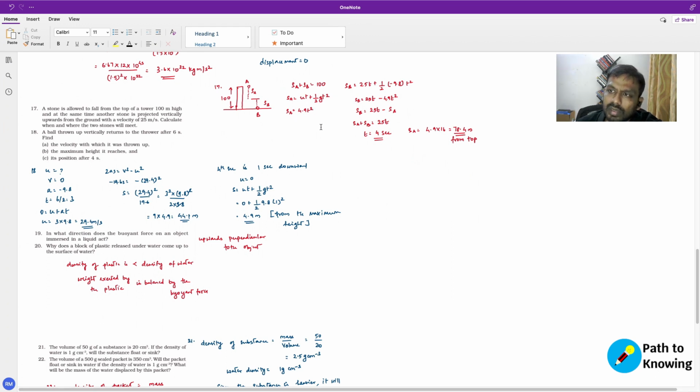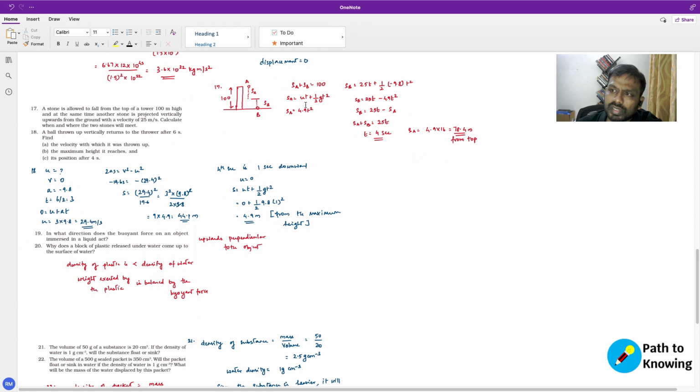Let's keep it here, and let's apply the same formula for SB. SB is equal to again ut plus half at squared. The only difference is that in this case u is 25 meters per second, it was not 0, and your g has to be minus 9.8 because it is in the opposite direction, going upwards. So when you apply this, you will find that SB equals 25t minus 4.9 t squared. And you know what this one is, 4.9 t squared is SA. So with this, you can equate SA plus SB equals 25t. So t equals 100 by 25, which is 4 seconds.